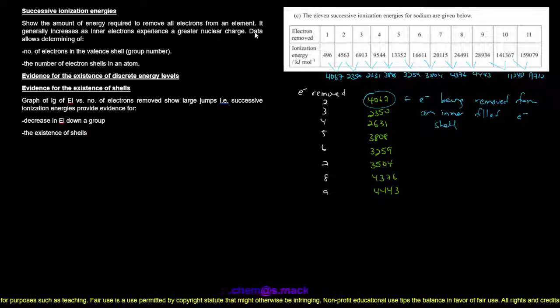So as stated here, the data provided by successive ionization energies allows for the number of electrons in the valence shell, which is the group number, to be determined. So we can see from here that there's one electron in the outer shell of sodium, because the second ionization energy is so large, it means that we are removing electrons from an inner filled electron shell.